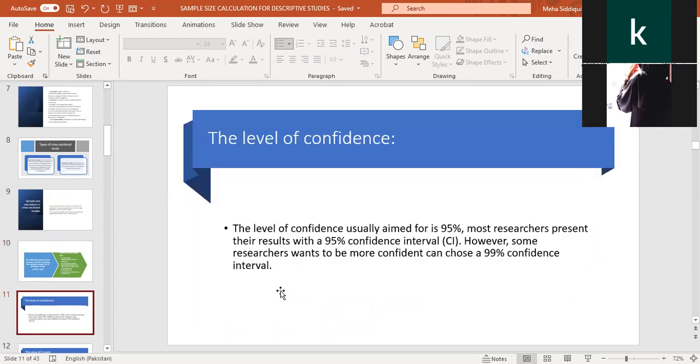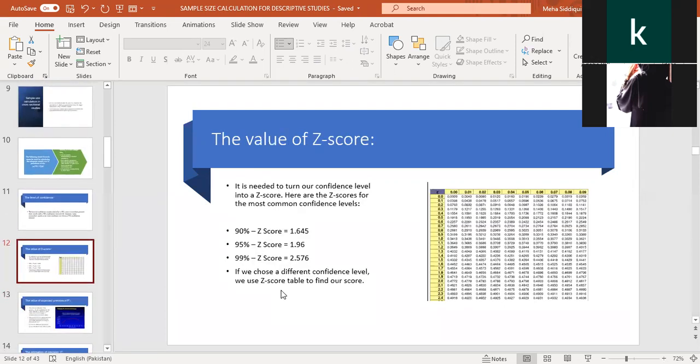Now, level of confidence. The level of confidence usually aimed for is 95%. Most researchers present their results with a 95% confidence interval. However, some researchers want to be more confident and choose a 99% confidence interval. The value of z-score. Since value of z is required in the formula, it is needed to turn our confidence level into a z-score. Here are the z-scores for the most common confidence levels.